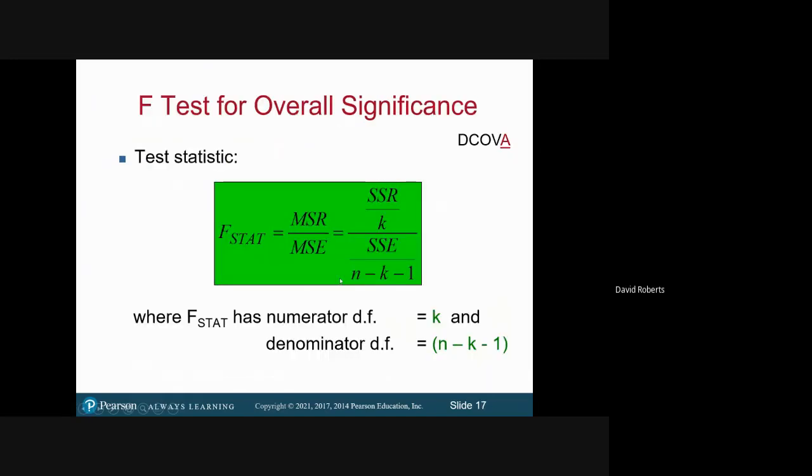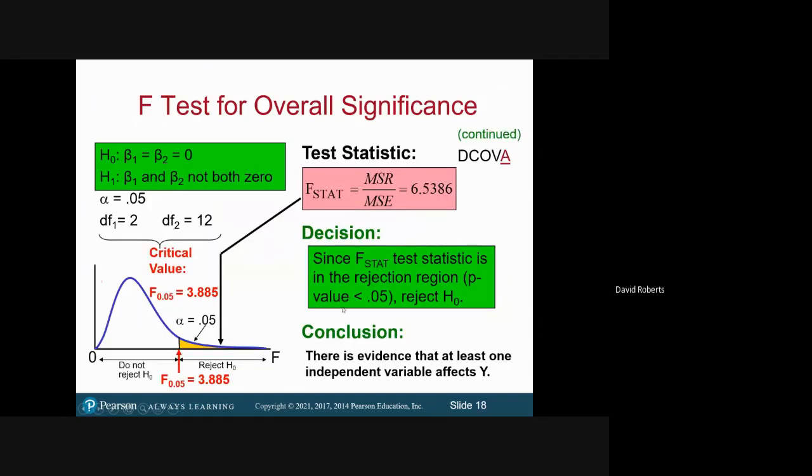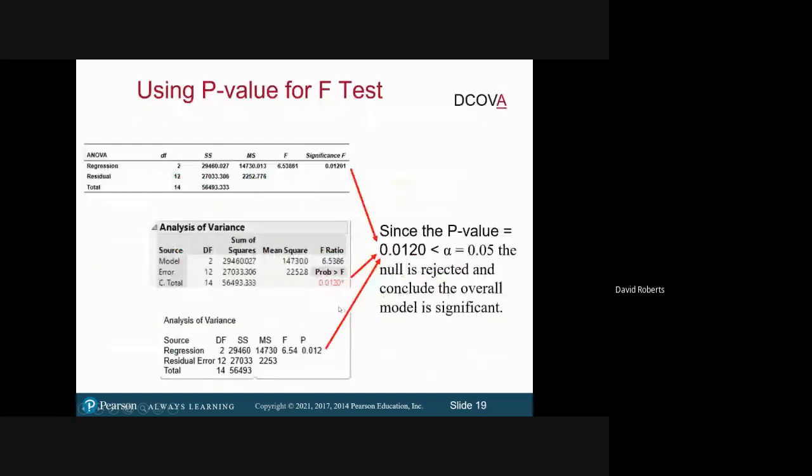We've got our formulas again. We've got our critical values, but we're going to read the p-values. So the p-value of 0.012, reject the null hypothesis, and the overall model is significant. So in this particular case, we have a good model. If the p-value is high, it means the model isn't very good.